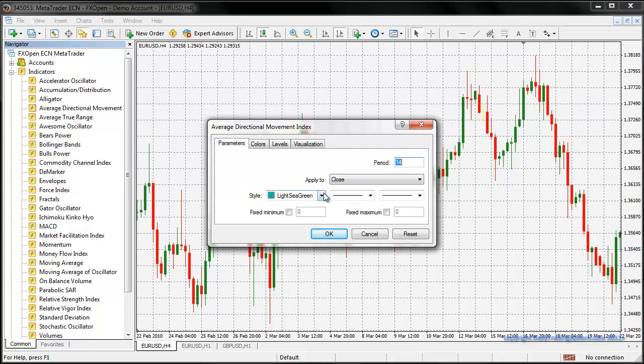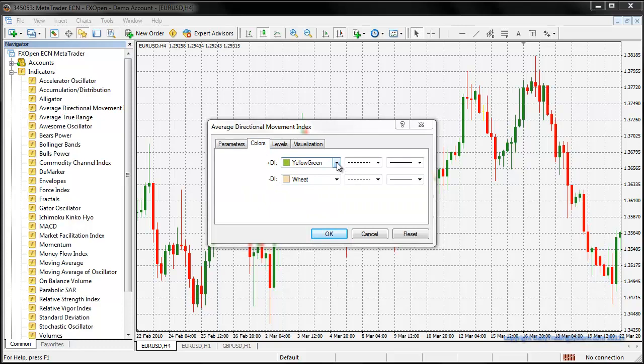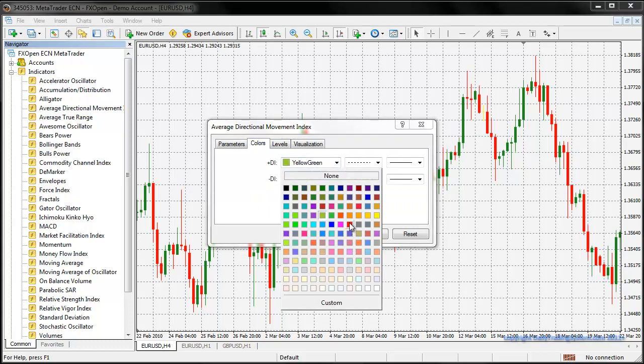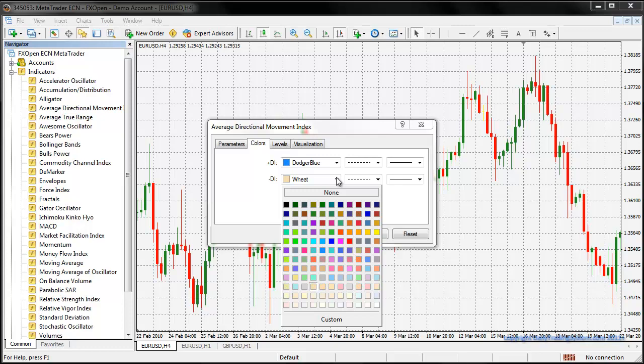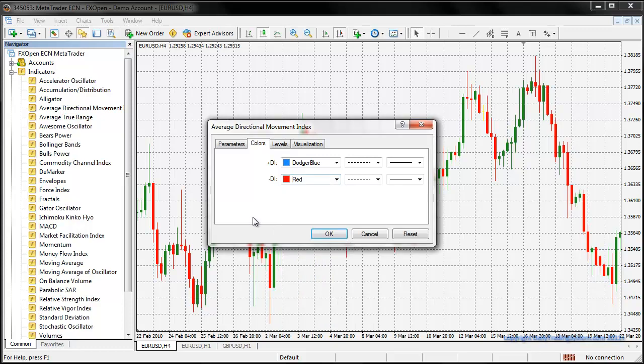Alright, so let me just change these colors around. The positive DI I will change to a red. Actually, I'll change that to a blue, and the negative DI, which is the negative directional index, I will actually color red. Now the purpose I'm doing this is because the blue button is the buy trade button and the red is the sell trade button. I always tend to adjust my colors accordingly to the buy and sell buttons for this particular indicator.